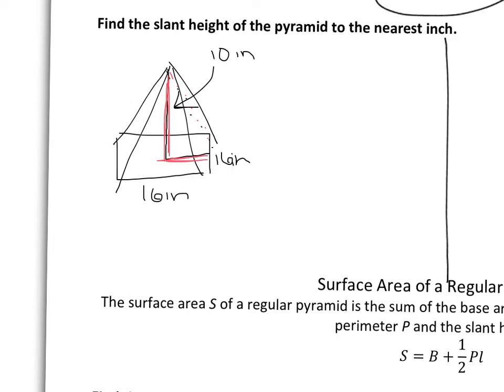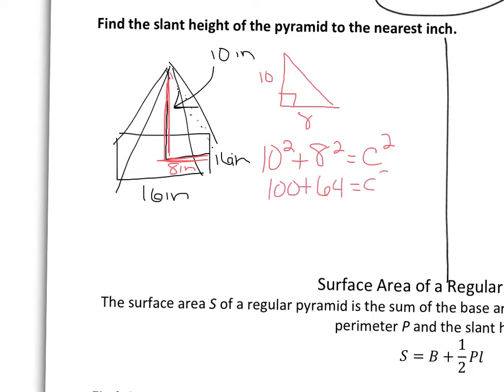I know this length, and I could find this length too, because if it's a square, all the way across is 16, so halfway across is going to be 8 inches. So basically, I have a right triangle with one leg of 10 and another leg of 8. To use the Pythagorean theorem, we take 10 squared plus 8 squared to find c squared. So 100 plus 64 equals c squared, so 164 equals c squared. To solve for c, remember we want to find the square root of both sides. So to the nearest inch, c is about 13 inches.